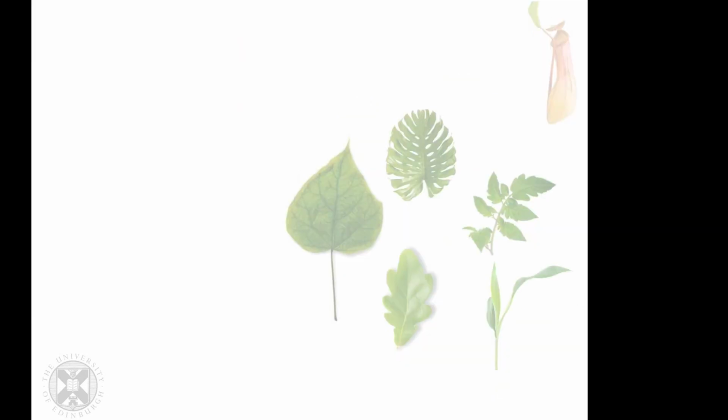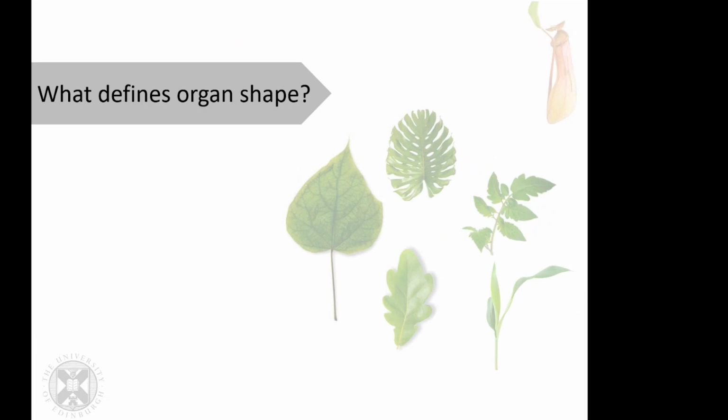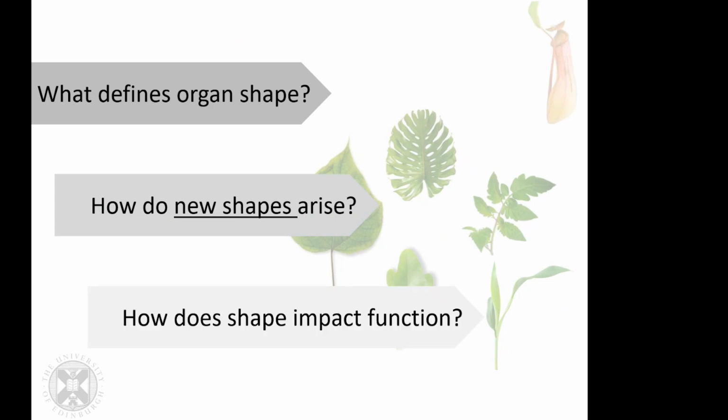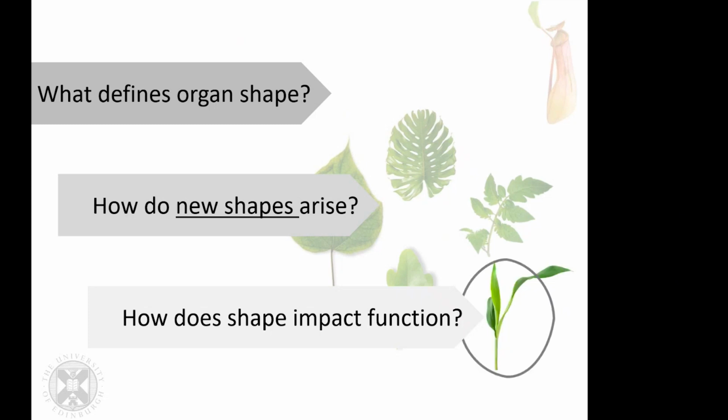So driven by this aim, my lab asks a series of questions. So what defines organ shape? How do new shapes arise? And how does shape impact function? And to do this, we use our favourite group of plants, and that's the grasses.